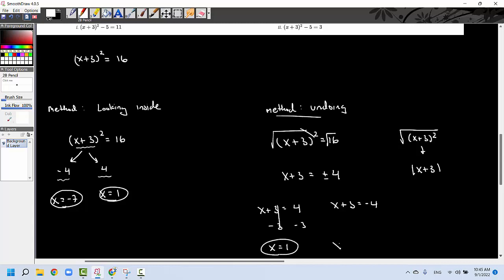X equals 1, x equals -7. And again, the method ends up producing the same answer. So hopefully that makes sense. I'll be right back with 3-3.